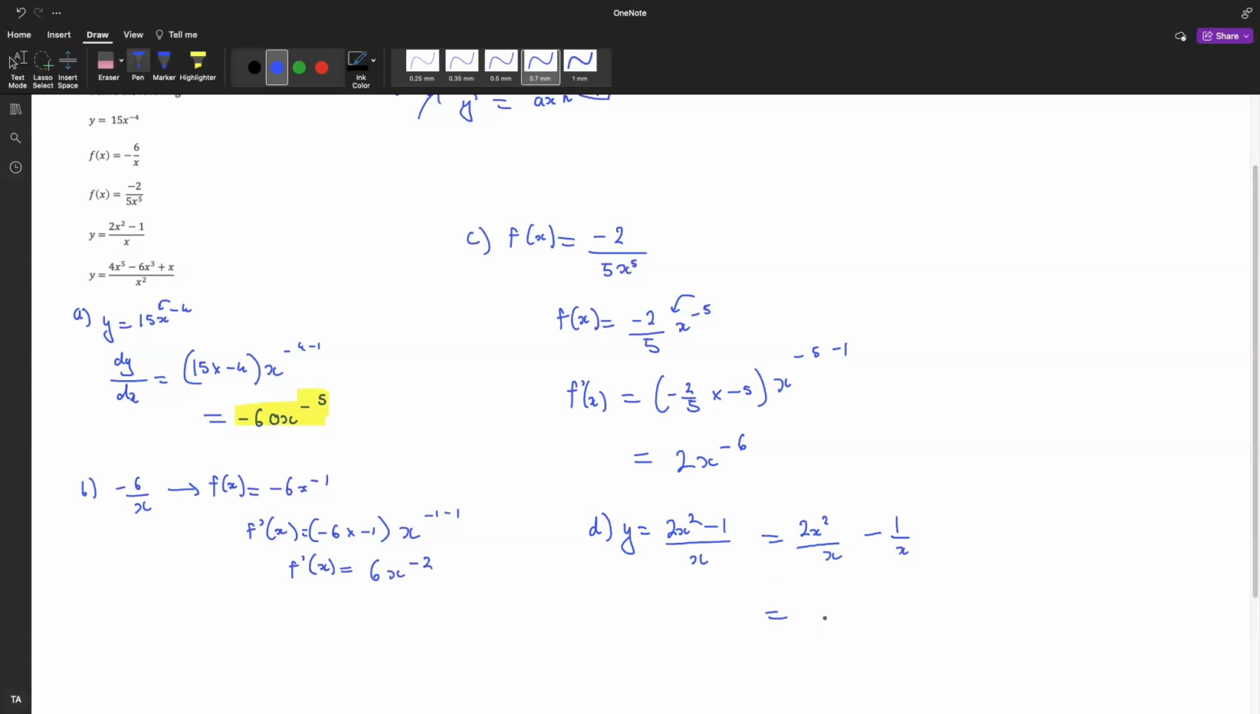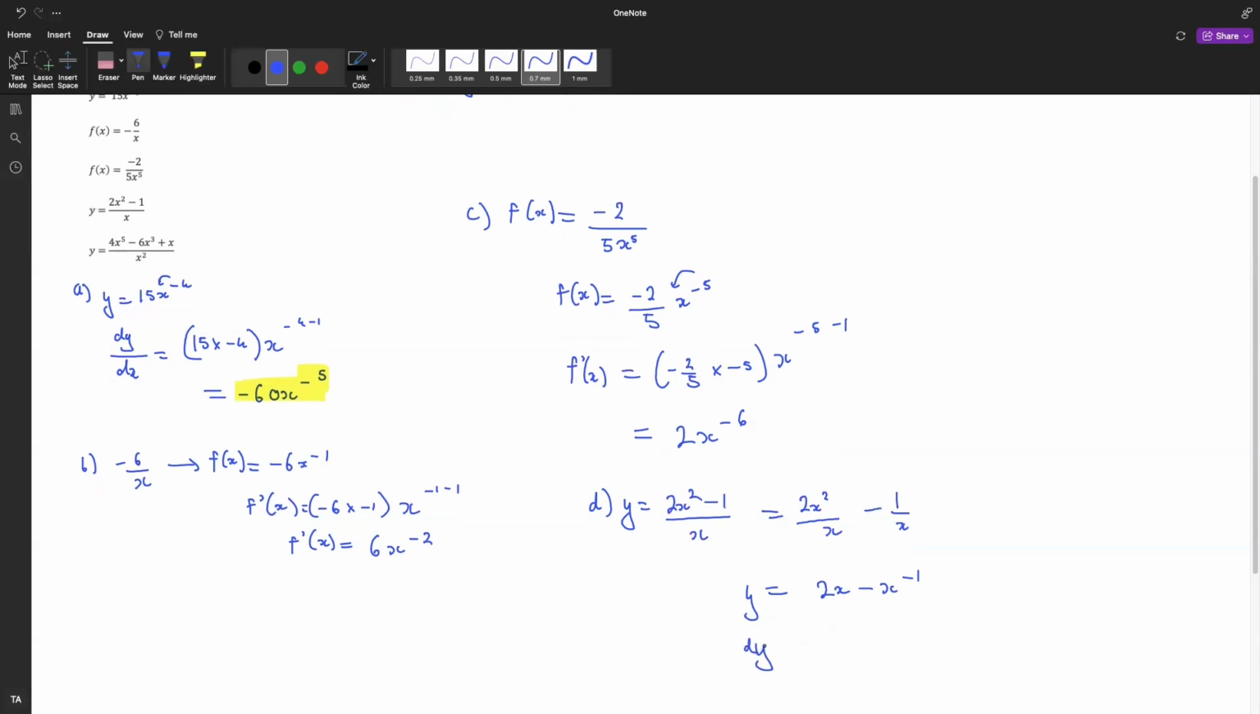Okay, so 2x squared over x just becomes 2x. And we can rewrite 1 over x as x to the power of -1. Okay, now we can derive this. So this is our y so far.